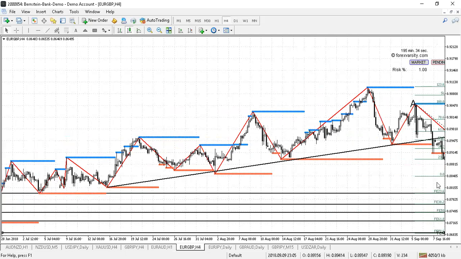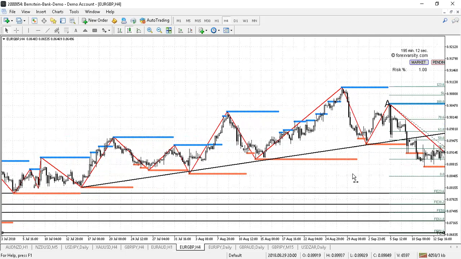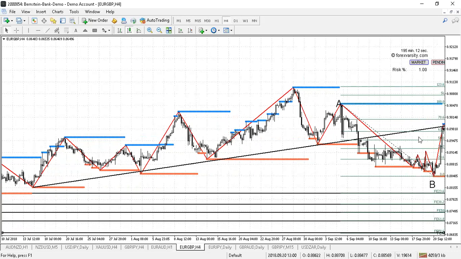Now remember, no one on the whole planet knows where the market will go. So the best that we can do is have an educated guess. So based on the Fibonacci extension level and that previous support and resistance, you could have that as your target. That would be a solid target to trade down from.